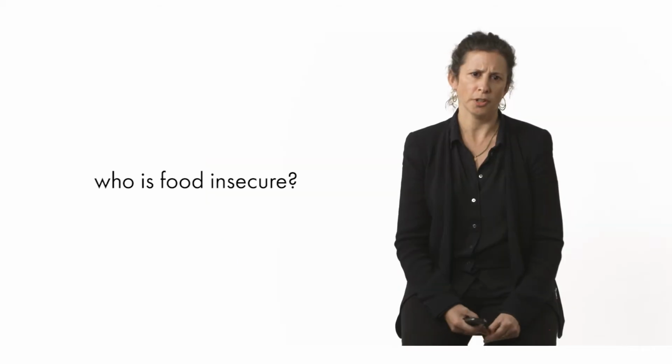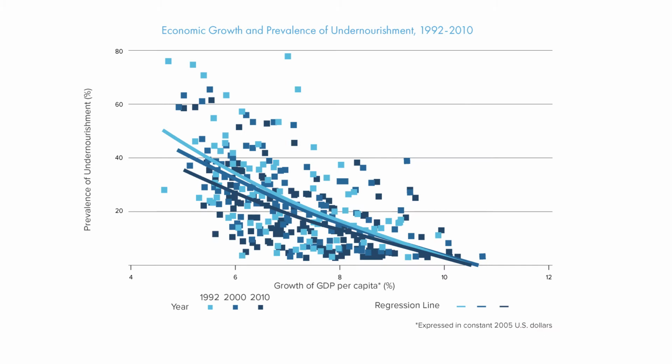So who is food insecure? This graph is showing you GDP growth on the bottom axis, and then the undernutrition or undernourishment indicator, the FAO indicator. And we see that with economic growth, undernutrition declines, or hunger declines. And that's sort of a classic figure that you see across a lot of health and nutrition indicators.